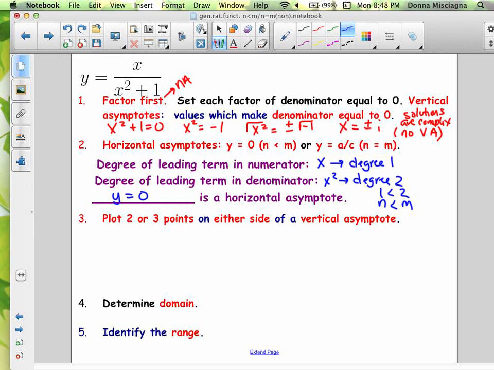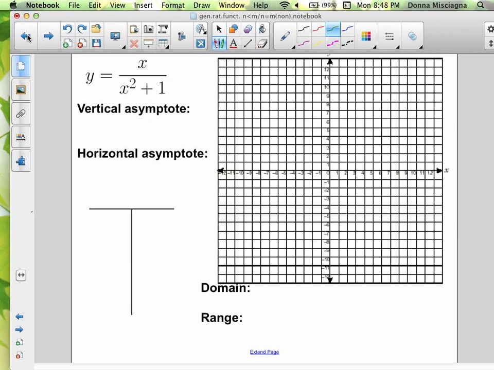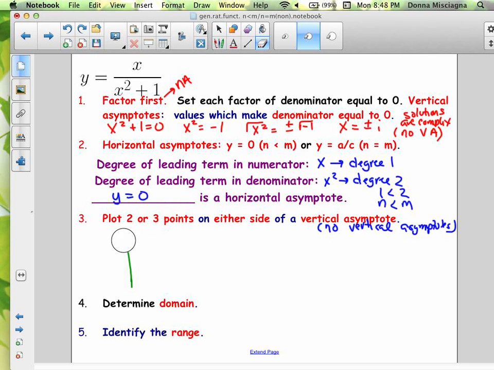All right, so we want 2 or 3 points on either side of a vertical asymptote, but we have no vertical asymptotes. So since we have no vertical asymptotes, we're going to plug in 2 positive and 2 negative. And, of course, 0. And actually, did I give myself room on the next page? Yeah, I did. So I'm not going to do that over here. We will do this on the next page.